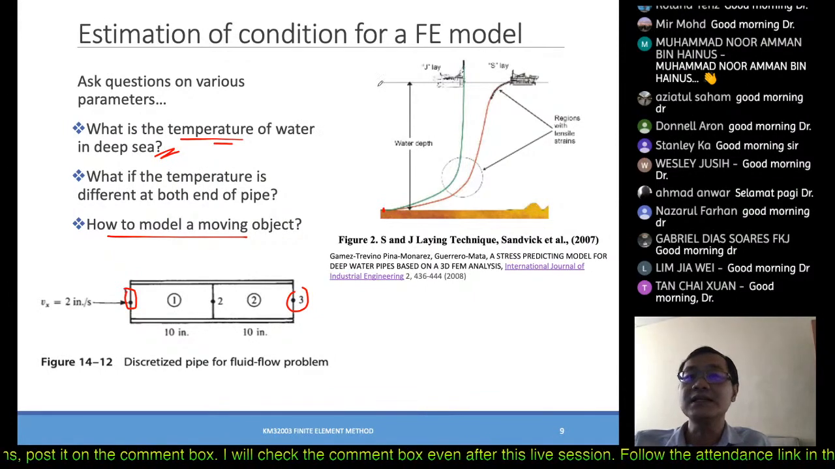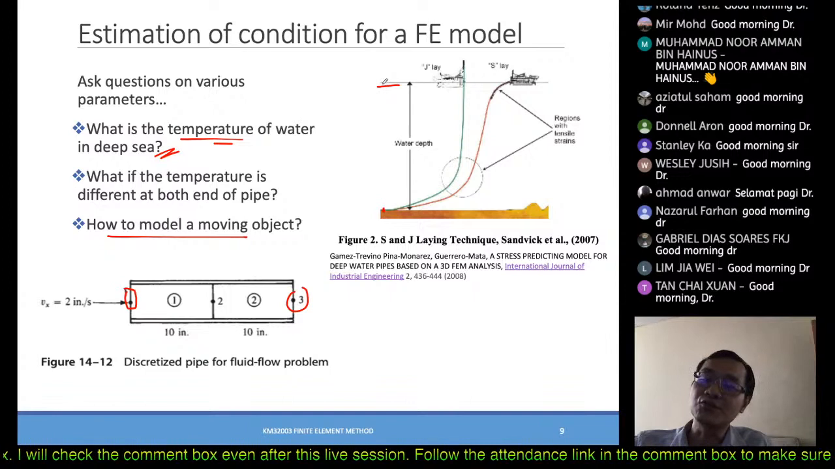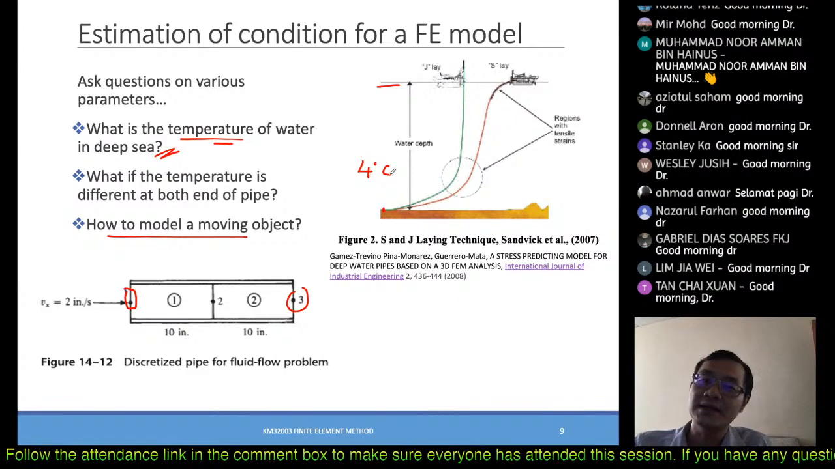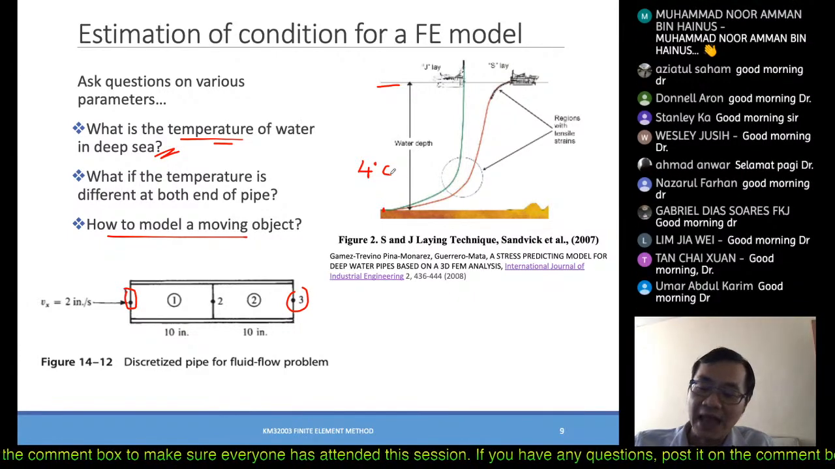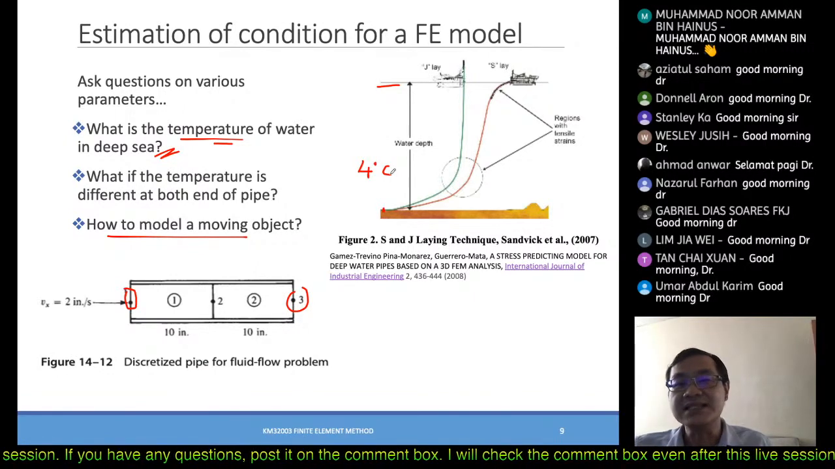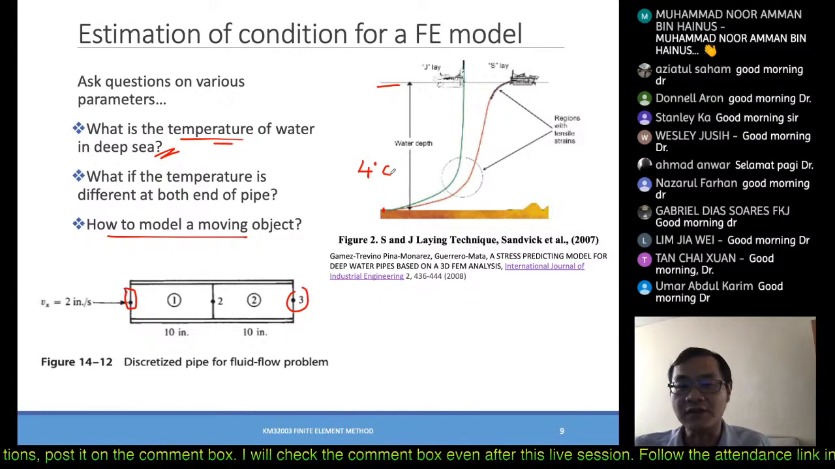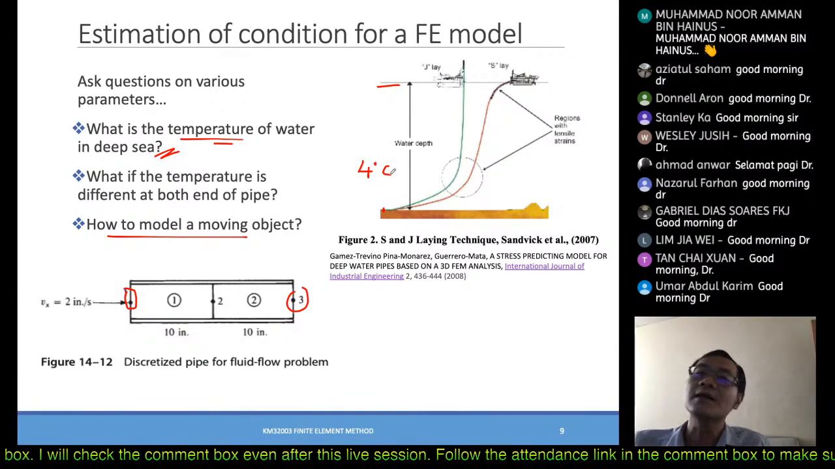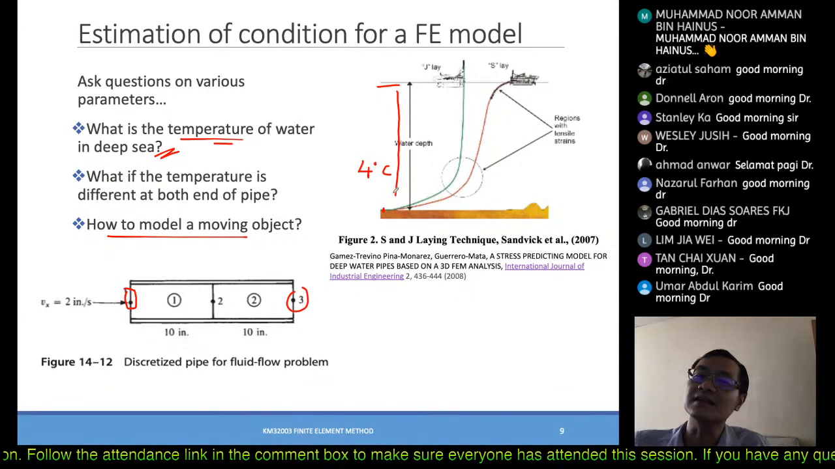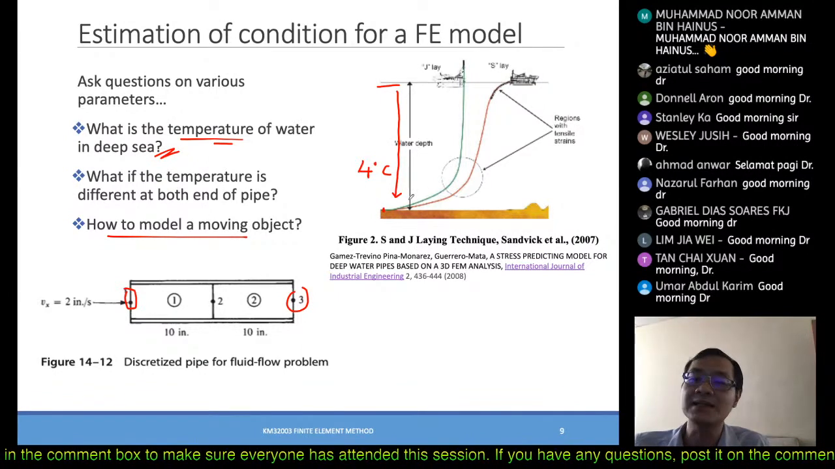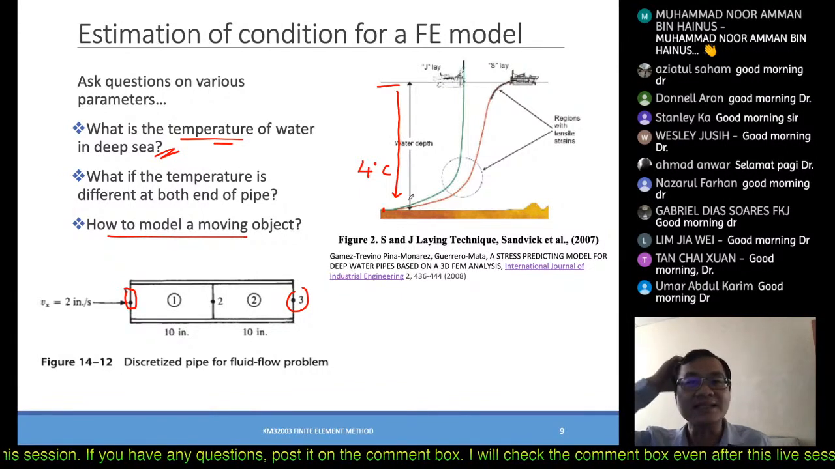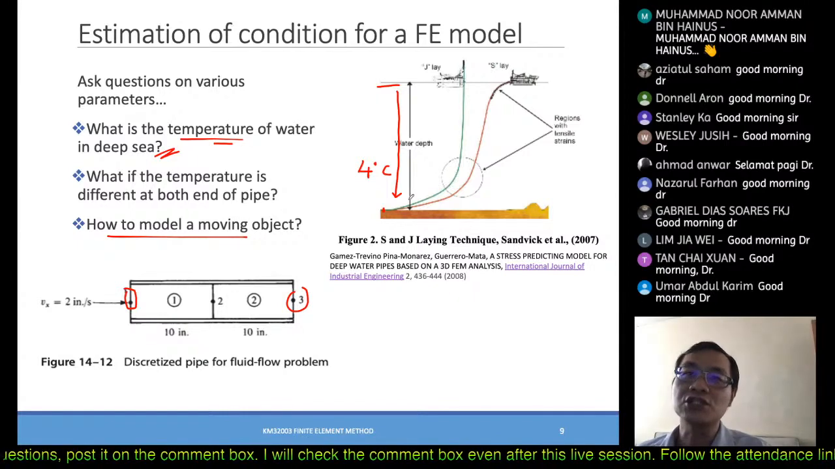Generally for deep sea we will estimate it as 4 degrees Celsius. This is based on the chemistry or the property of the water itself, where the highest density of water is at 4 degrees Celsius, which means the heaviest, the most dense water will sink. That's why in the deep sea we will estimate that as 4 degrees Celsius, right? So this is the idea of how we can estimate the temperature of water based on our knowledge.